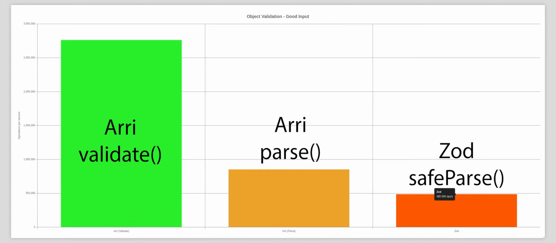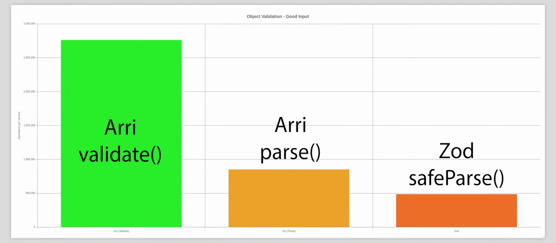Zod is doing less than 500 operations a second. This is on my machine. Results are going to vary. This is just to give you a general idea, blah, blah, blah. But you'll see here, Arri's parsing function, it's like twice as fast. And when we call validate, it's like 5 to 6 times faster with 2.7, 2.8 million operations a second.